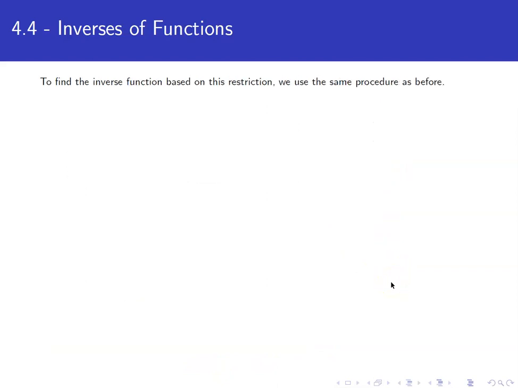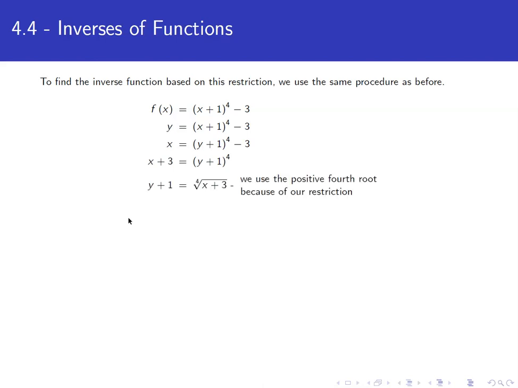Okay, so let's do the inverse based on this restriction. We're going to do the exact same thing we did in the previous example. We're going to change f of x to y. We're going to exchange x and y. And we're going to start solving for y. So the first thing we'll do is add 3. We'll do the fourth root of both sides to get y plus 1 equals the positive fourth root of x plus 3.